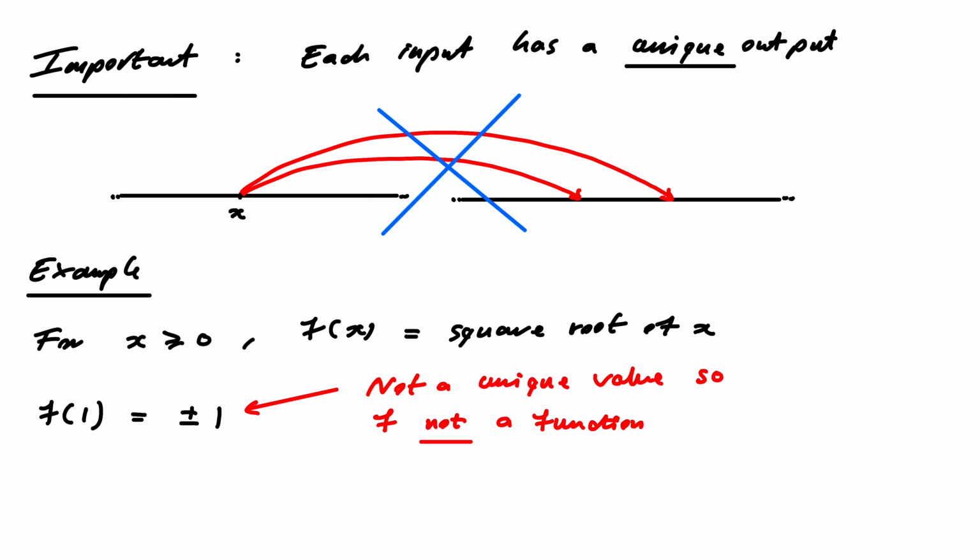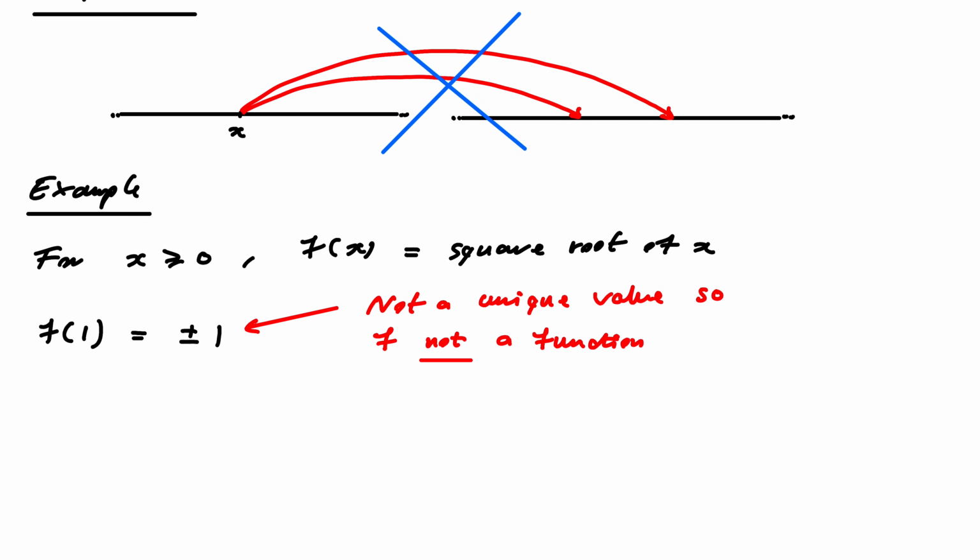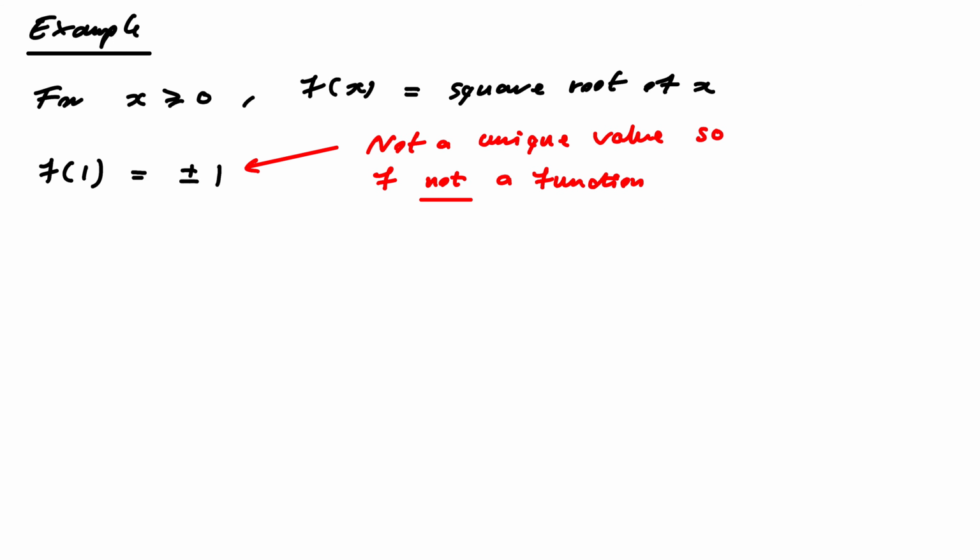Now, there is a fix to this, obviously, one that we're already familiar with. The fix is, well, let's just take the positive of the square roots. It's what we do when we define the radical notation. So the only problem is the two potential things, the plus or minus. So just define f of x to be the positive square root.